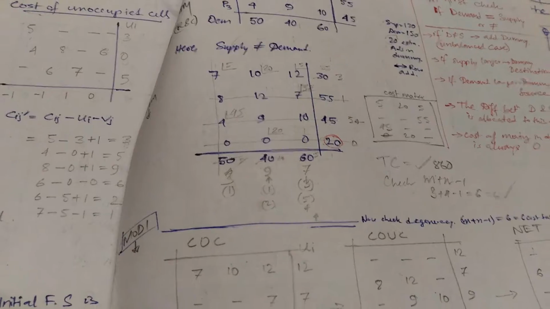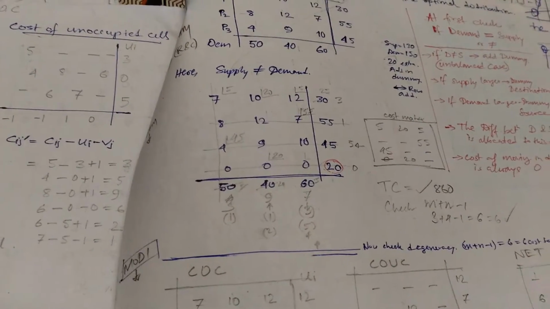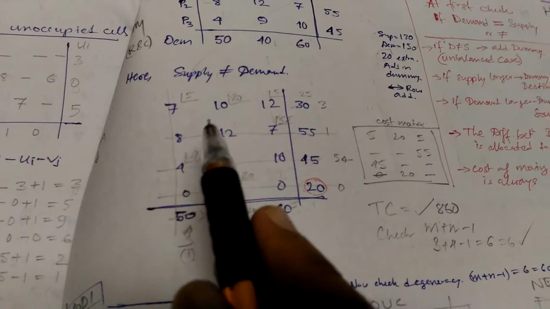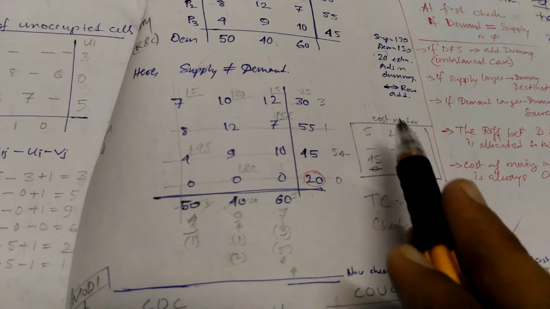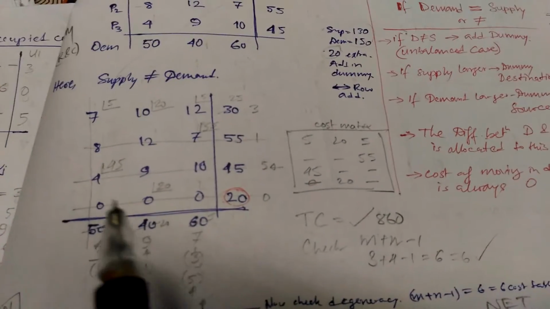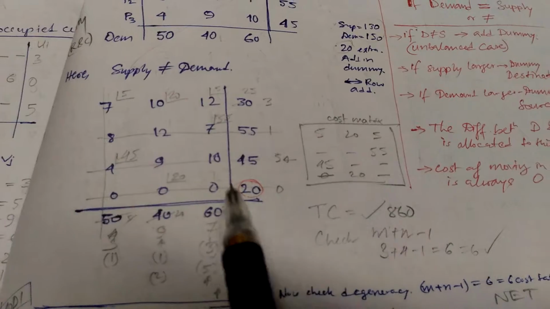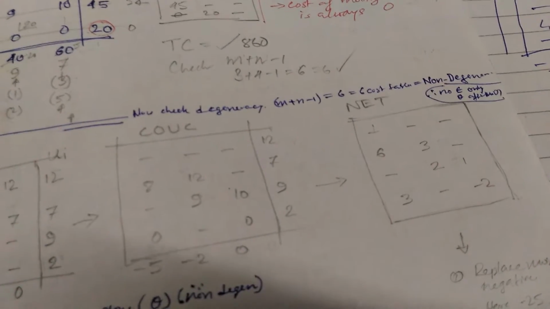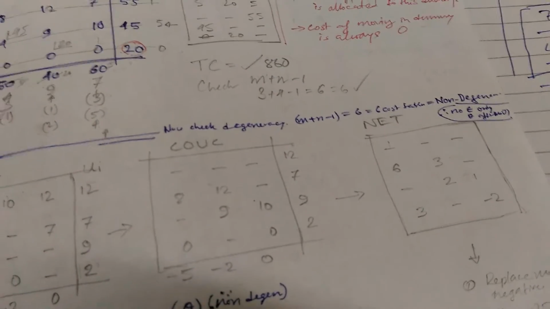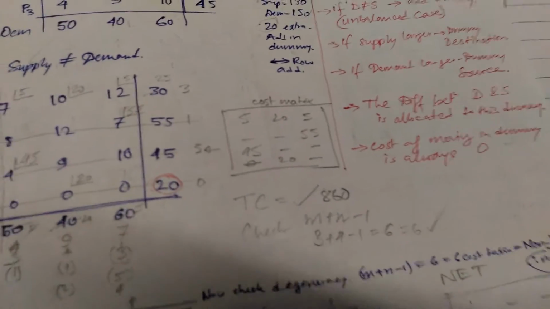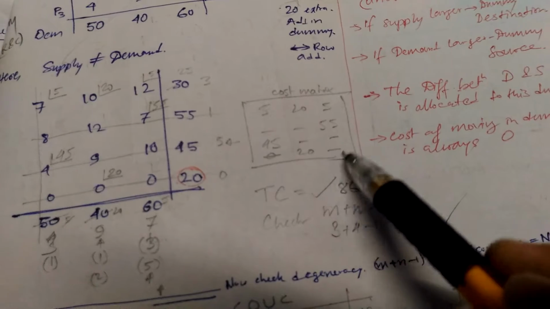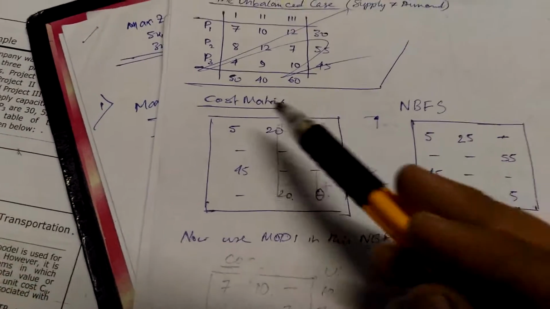Replace them with the cost. So in this case, 5, 20, 15 are our cost. This is our cost matrix; from here we have got the cost matrix. 5, 25, these allocated values are the cost. Now since this minus 2 has to be replaced by theta in the cost matrix, here we have to put theta. So what we've done is we have put theta in the cost matrix.